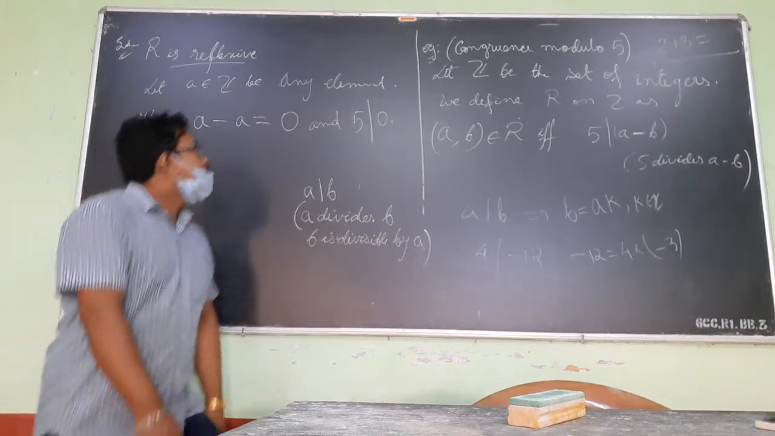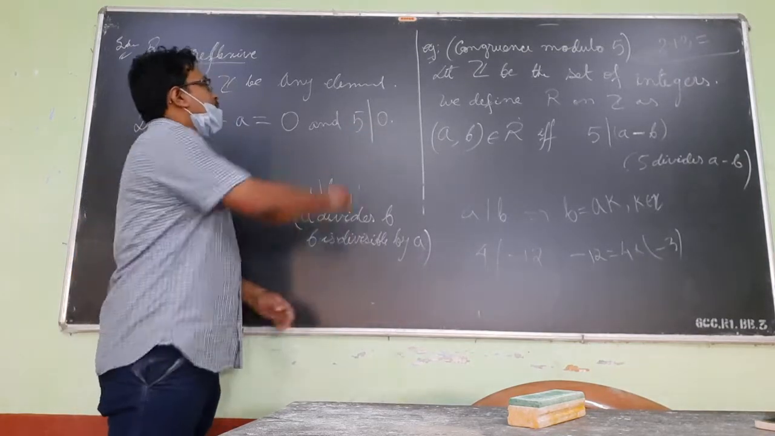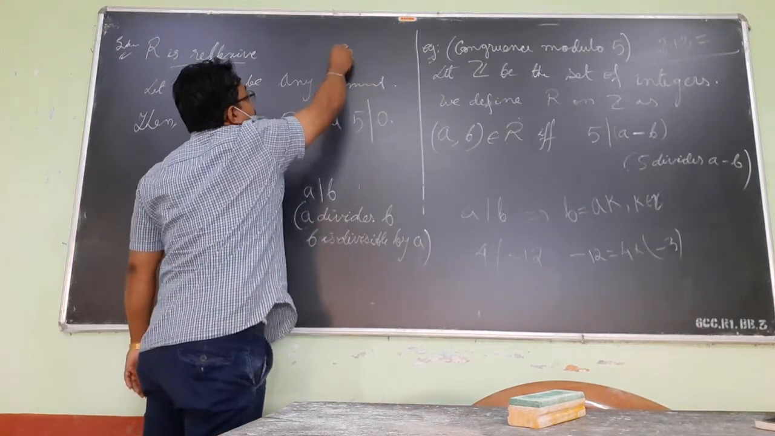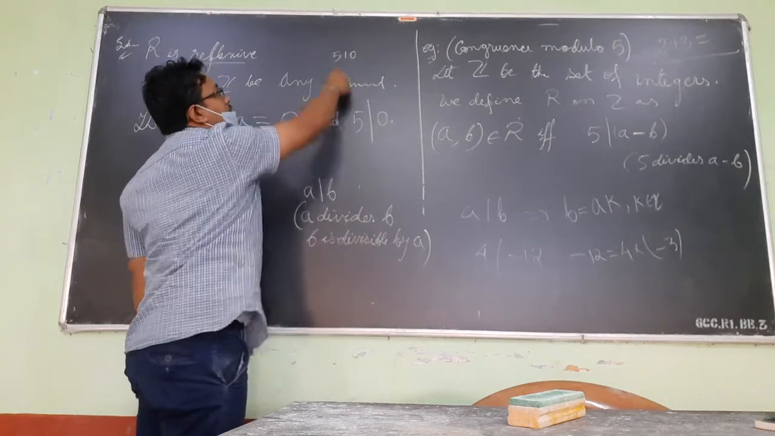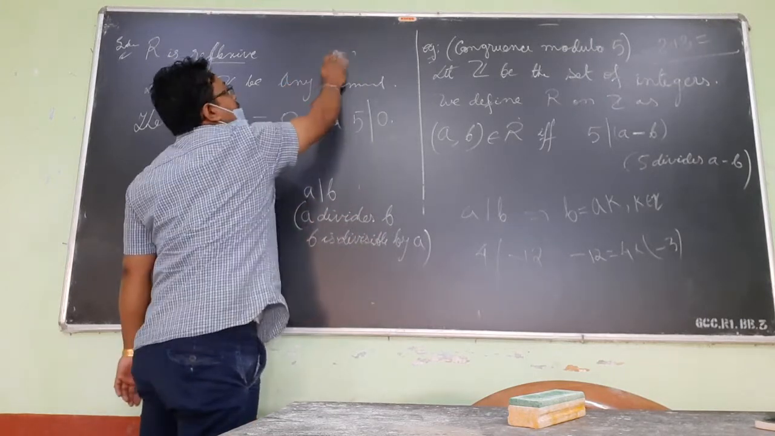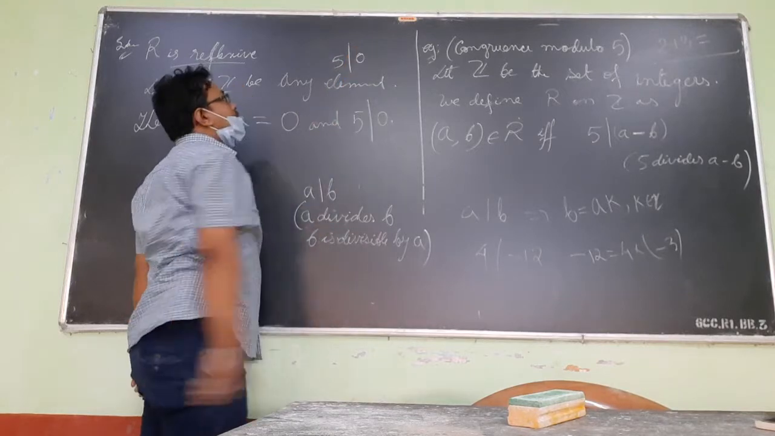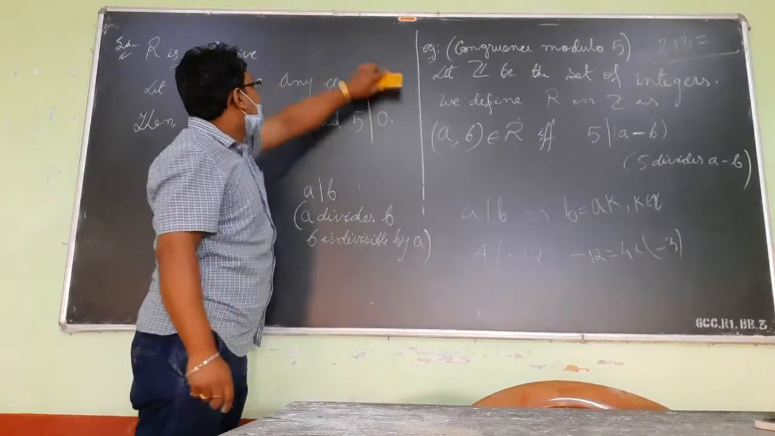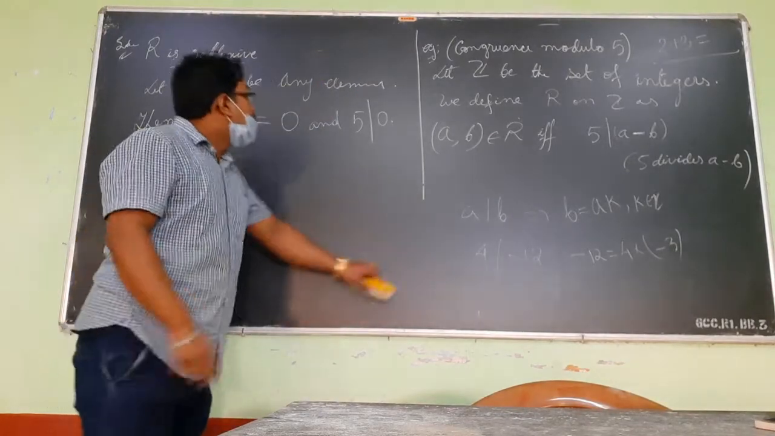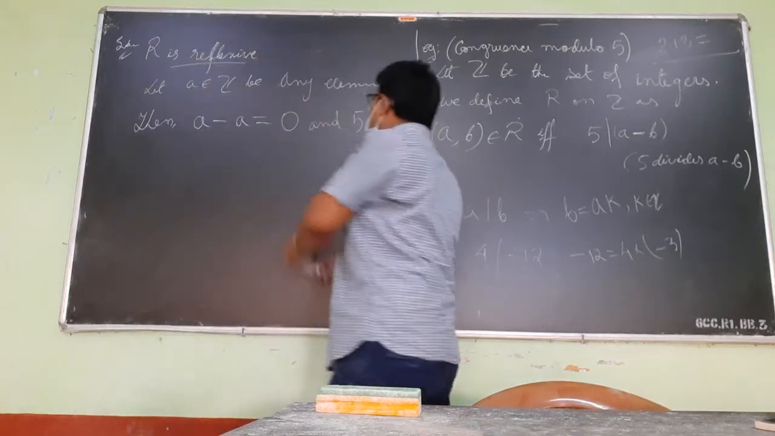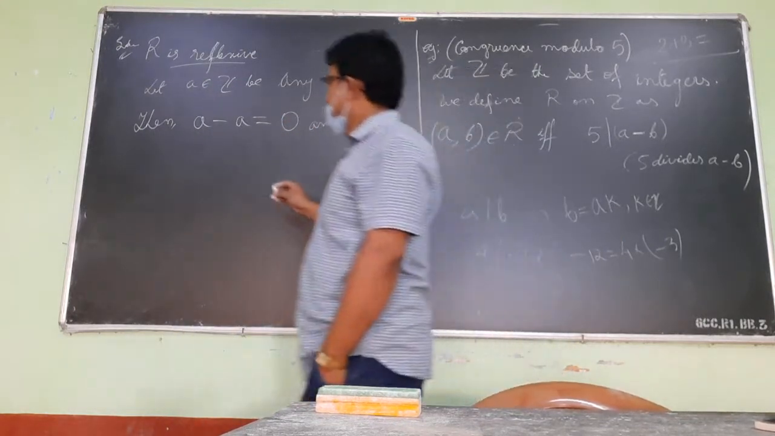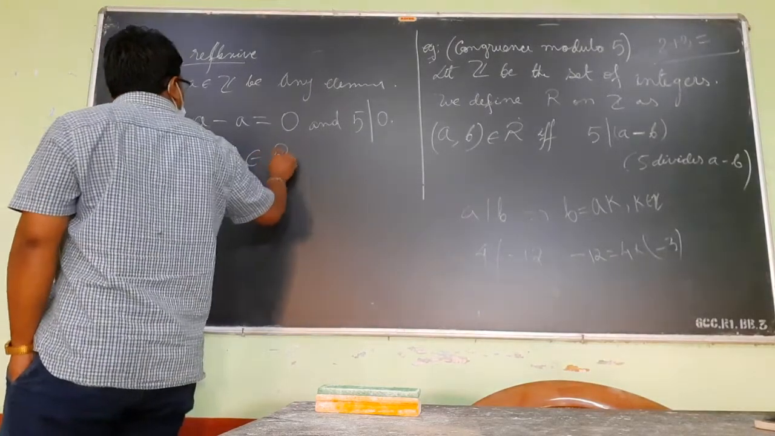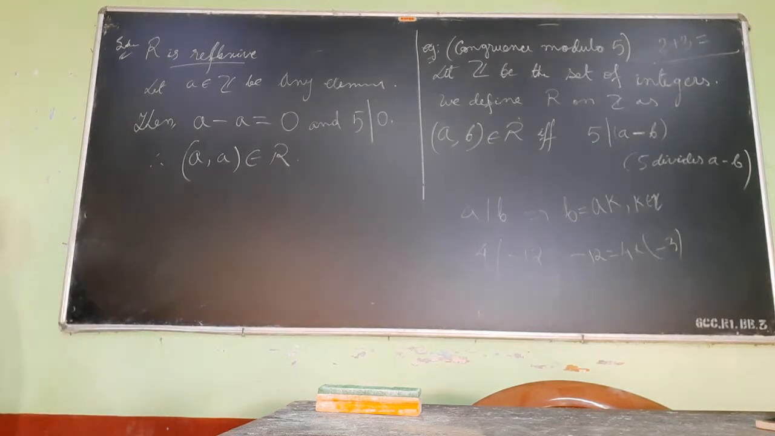So 5 divides 0. Whenever I write 5 bar 0, don't write a slash like this, because that will mean 5 divided by 0. So always write it as a long straight bar. 5 divides 0. Here A minus A is 0, and 5 always divides 0. Therefore A is related to itself, (A, A) belongs to R. So R is reflexive.